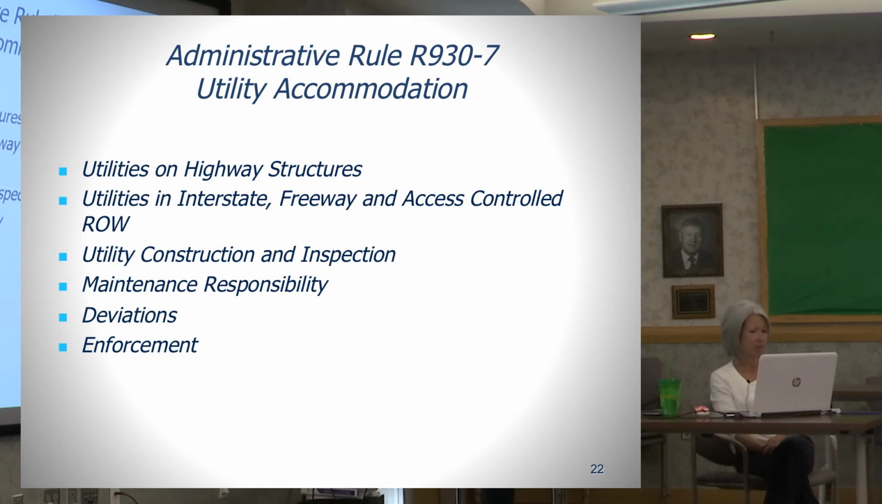There's a section in the rule also that complements the other administrative rule about interstate access controlled right-of-way access for utilities, and that's crossings as well. A section on utility construction and inspection, maintenance responsibility, deviations from the rule, and enforcement of the rule.